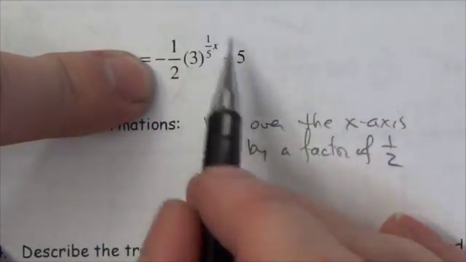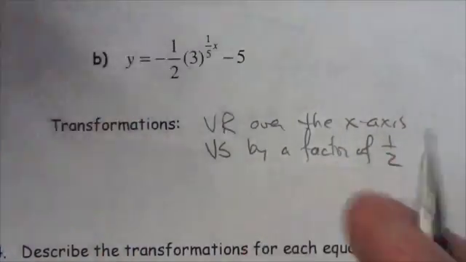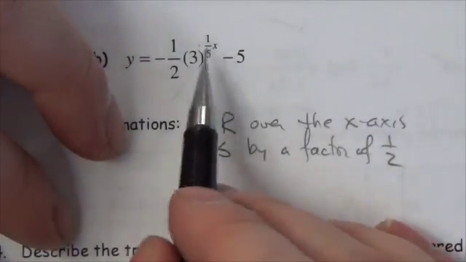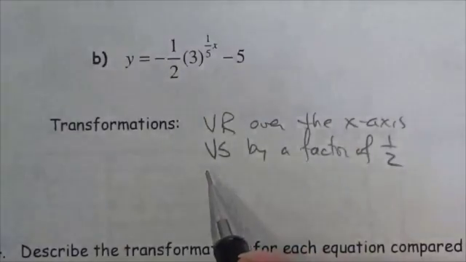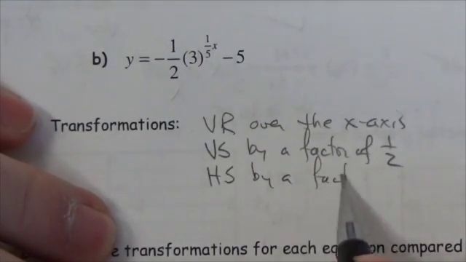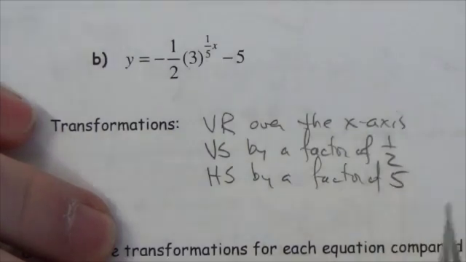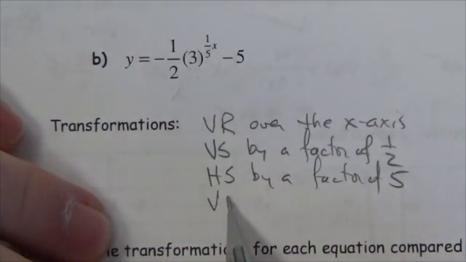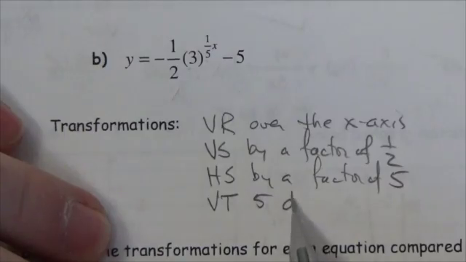Now, at this point, you might not know how you would even do that, and we will discuss that in the remaining parts of this chapter. But for right now, I would have to multiply by 5. So that's going to be a horizontal stretch by a factor of 5. And then the negative 5 being added to the back here is going to represent a vertical translation 5 down.